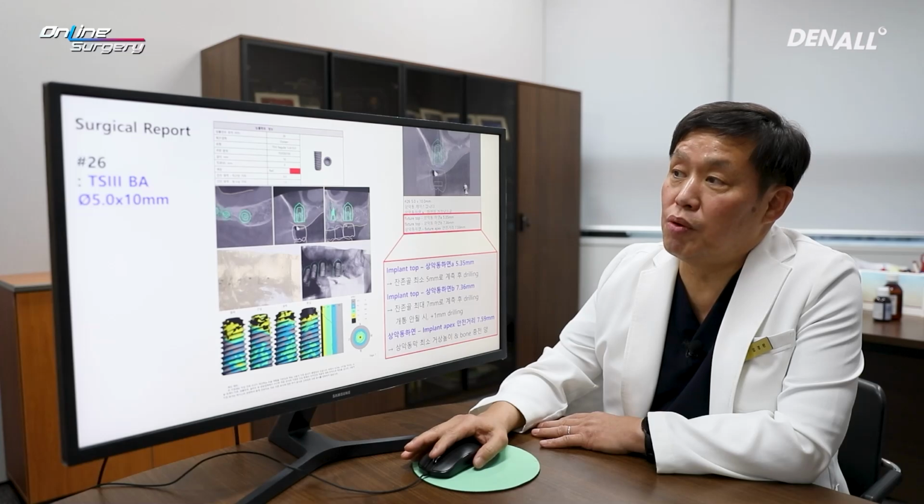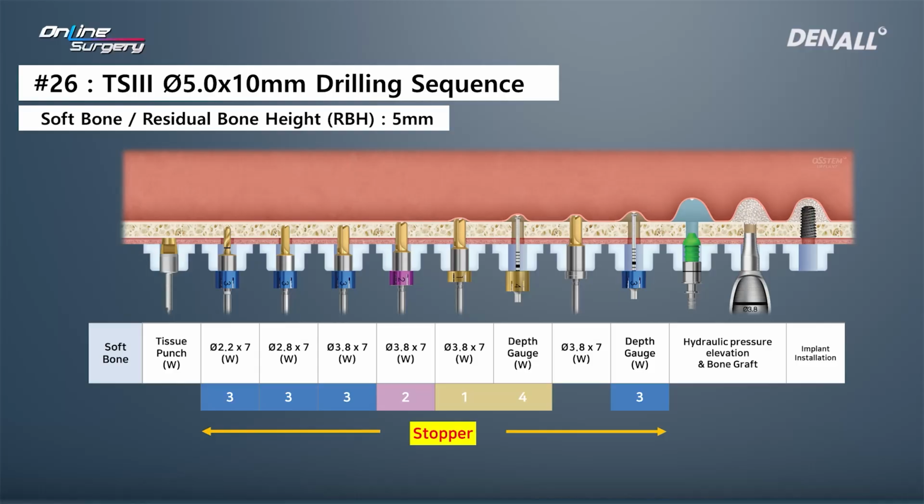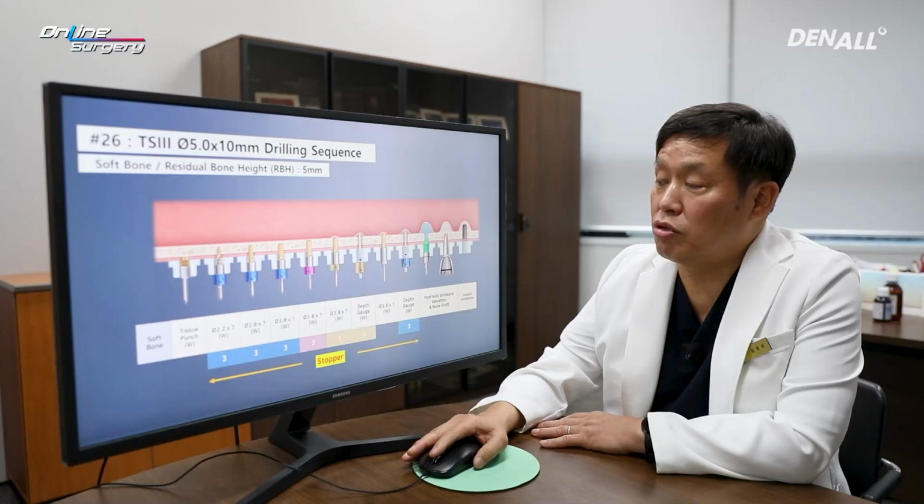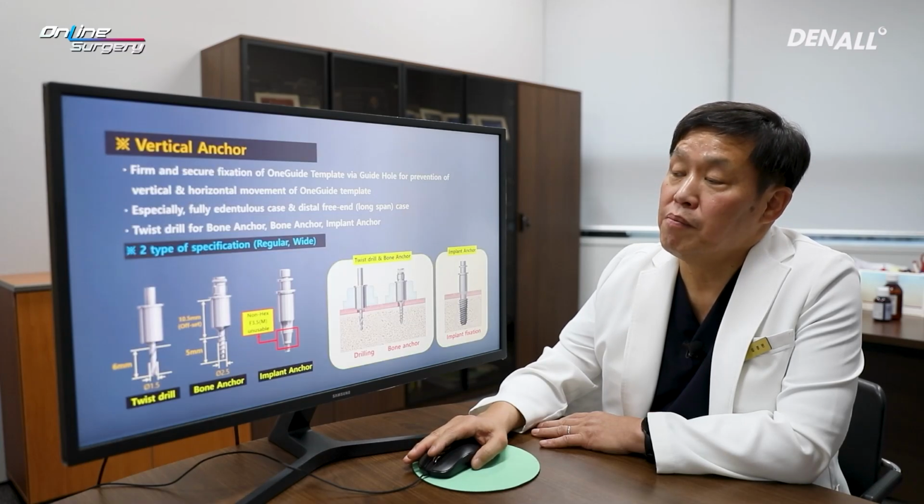For number 26, a TS3 5.0 by 10 millimeter implant was planned, and residual alveolar bone height was assumed to be 5 millimeters, and drilling will be done up to 4 millimeters. A 3 millimeter stopper on a 7 millimeter drill will be used, and the drill size will be expanded to 3.8, which is the final drill size. After sinus floor penetration, hydrolift, bone graft, and implant placement was planned.